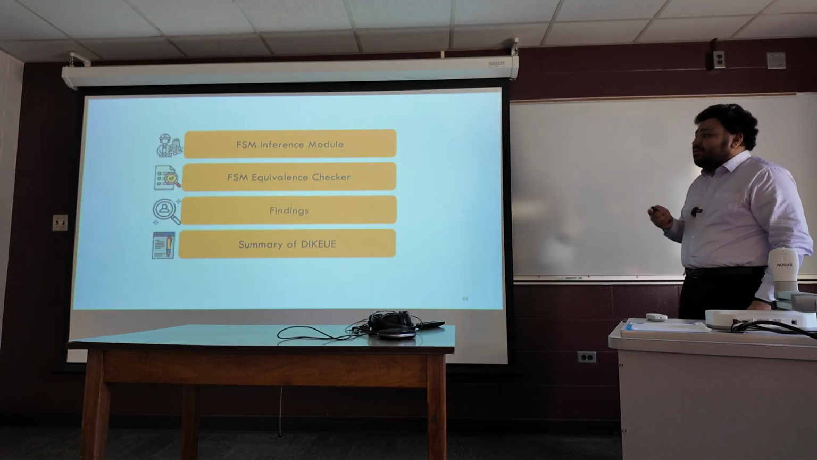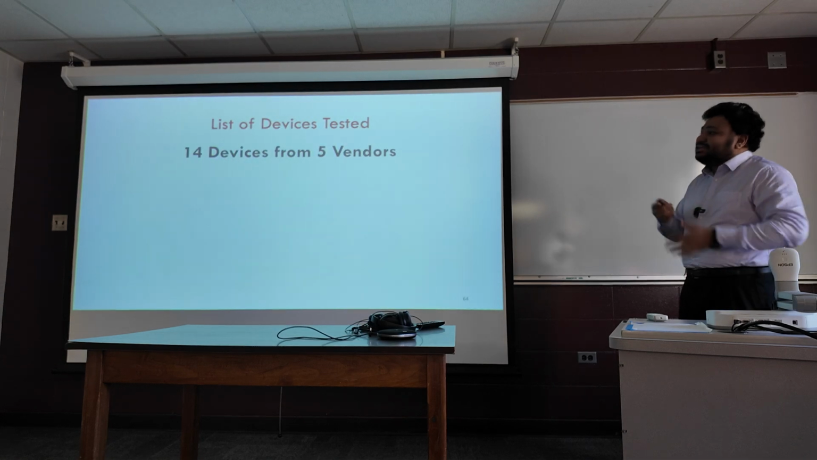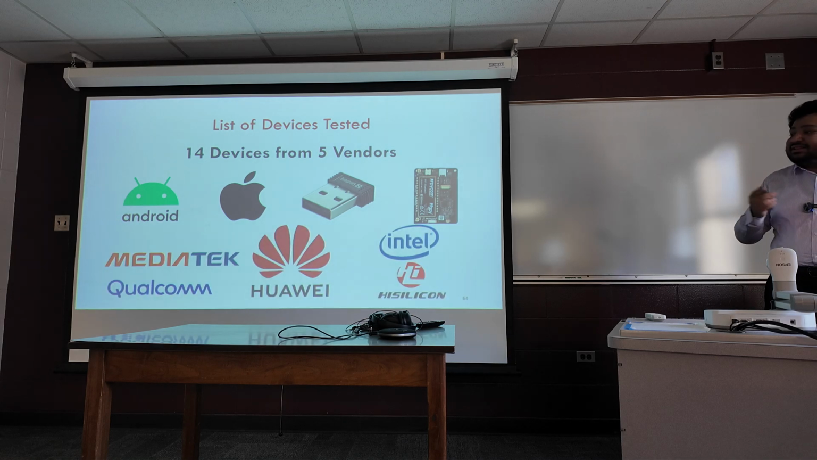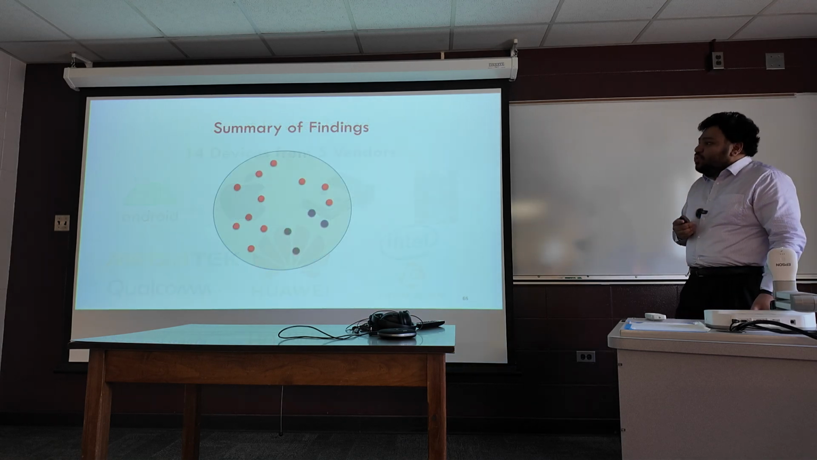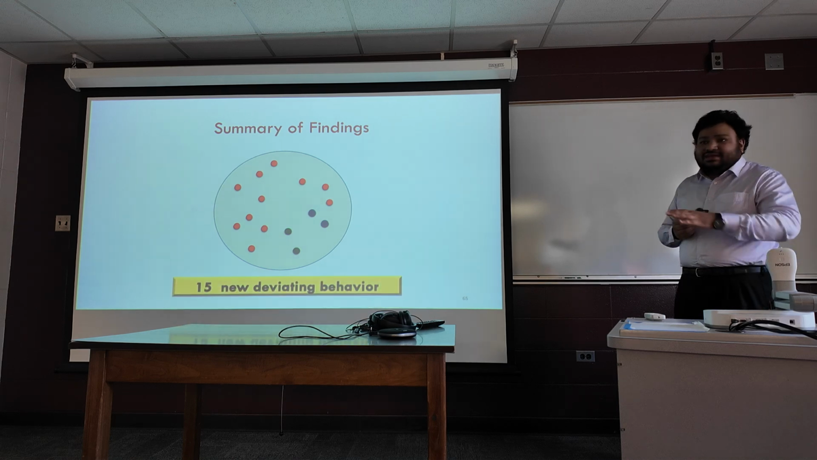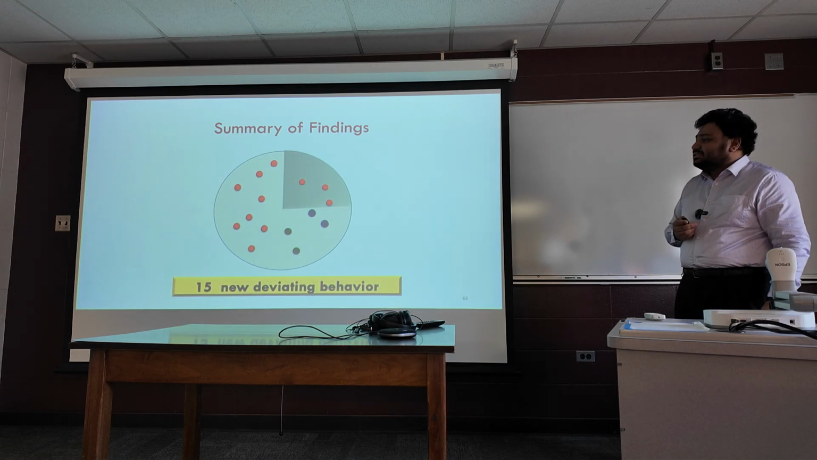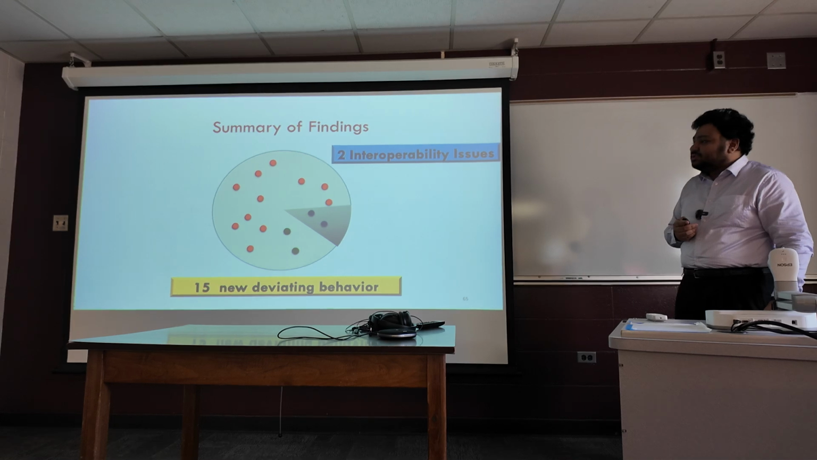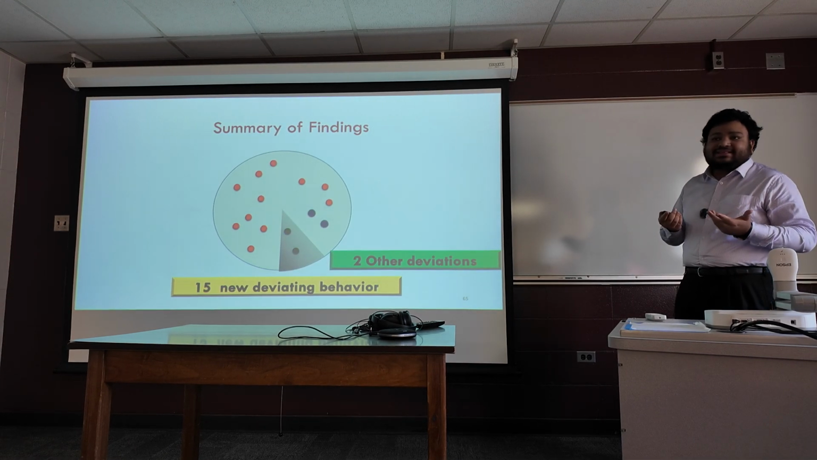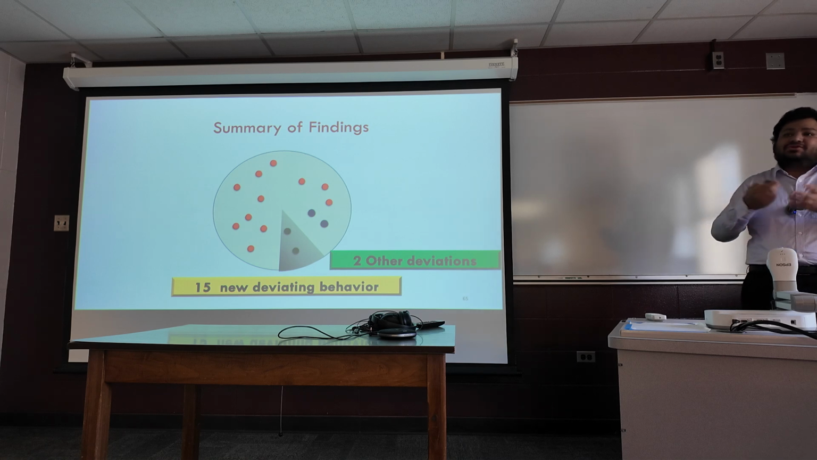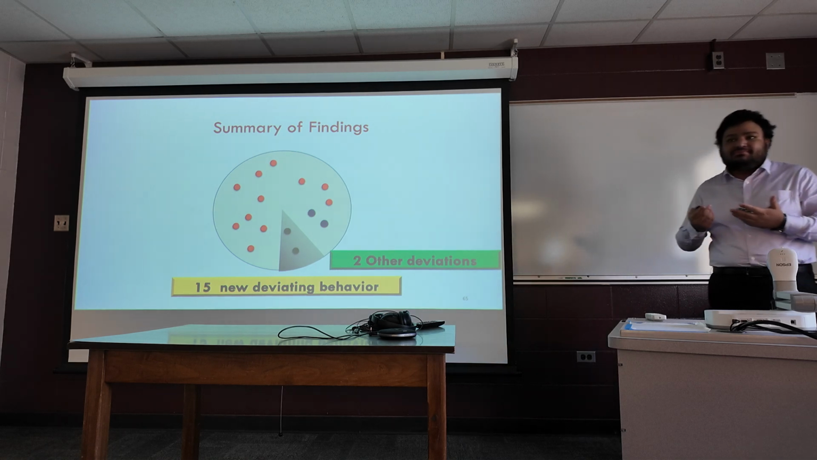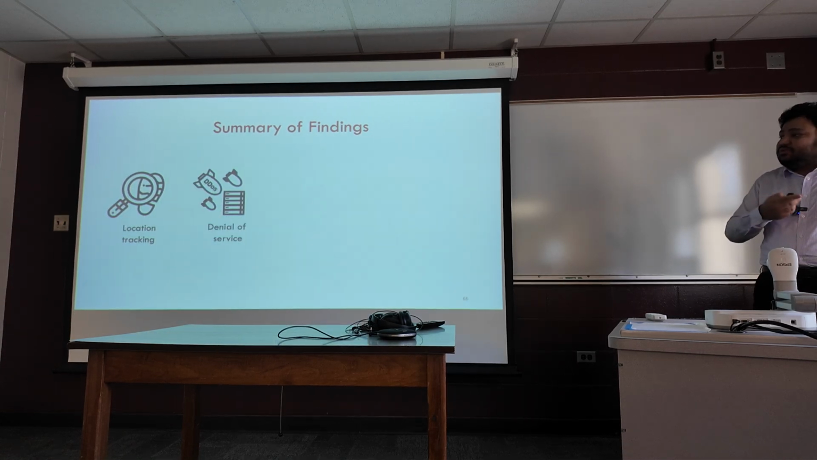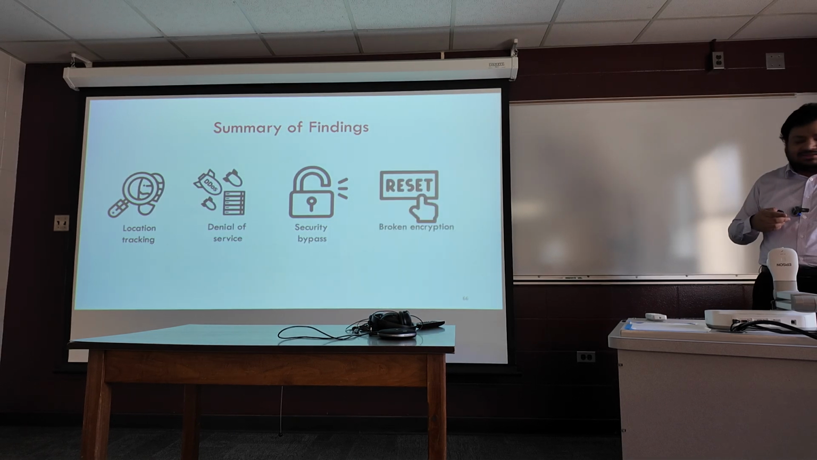So I'll move on to findings. We tested 14 devices from 5 vendors, all the different chipset vendors that we could get. We found 15 deviating behaviors among all these implementations. Among them, 11 we could exploit. For 2 we found interoperability issues. For 2 we couldn't find a threat model, so we can say that they are doing different things, but we could not exploit them, but we still reported them in the paper. The issues that we reported stemmed from location tracking, denial of service, security bypass, broken encryption, all sort of things.